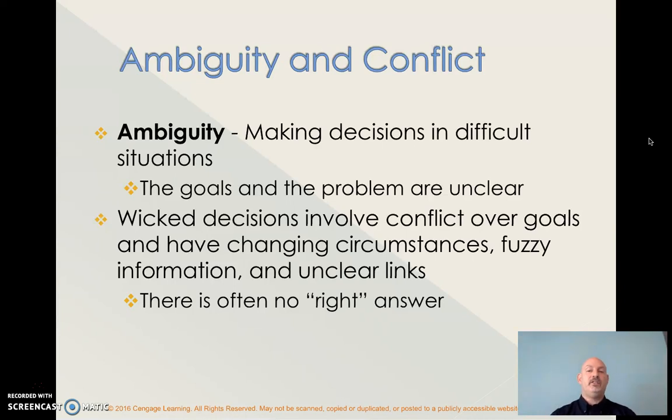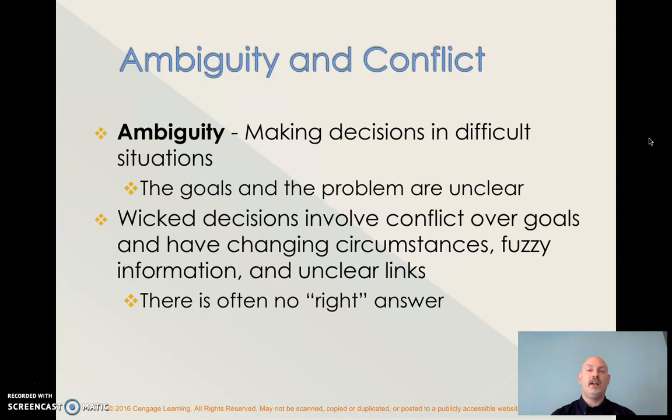So ambiguity creates decisions in difficult situations. Now, this is where your goals might be unclear, what you want might be unclear, the information you have may or may not be complete or something that you can rely upon.